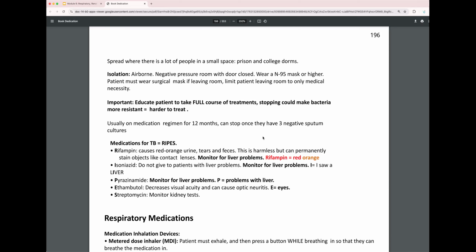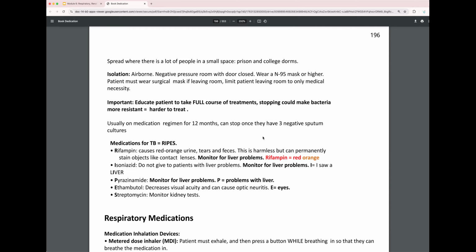So the medications that I want you to know for tuberculosis are called RIPES: rifampin, isoniazid, pyrazinamide, ethambutol, and streptomycin. Rifampin, I want you to think the R is for red-orange. Rifampin causes red-orange urine, tears, and feces, and this is harmless.